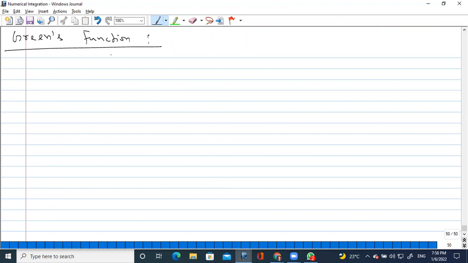So actually, Green's function is used for solving the solution of ODE, ordinary differential equation. For the solution of an ordinary differential equation we use the Green function. So Green function is an operator. With the help of that we get the solution of the ordinary differential equation.